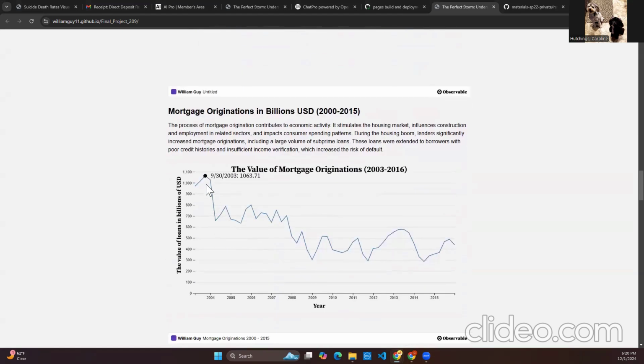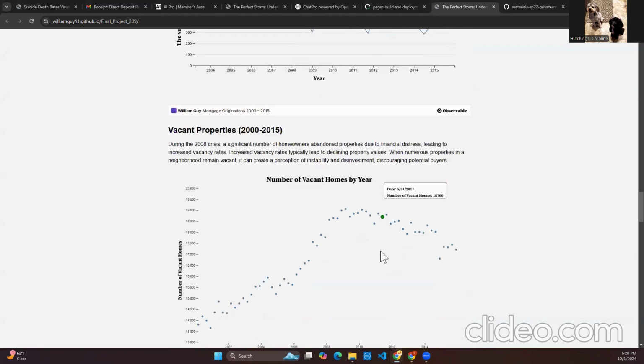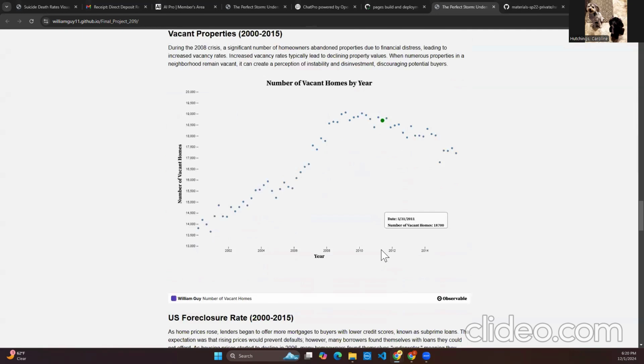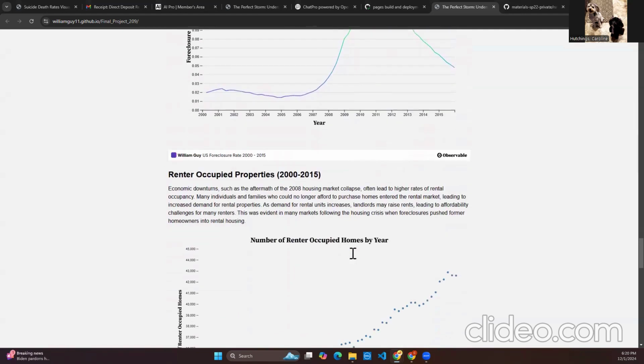Mortgage originations were highest in 2004. This is when people were taking out subprime loans, which led to people not being able to ultimately afford their mortgage when consumer price index increased, and therefore an increase in vacant properties because people couldn't afford their homes, which finally led to an increase in foreclosures, with those foreclosures peaking in 2010.